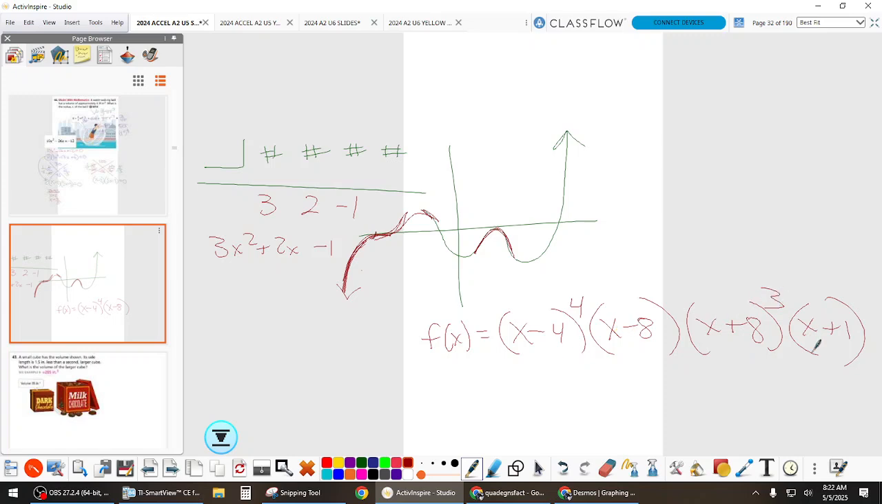So remember end behavior? How do we know that it looks like that for end behavior? Because it's 9. Because it's odd. Odd, even. Sorry. Negative even. Negative even. Negative odd.